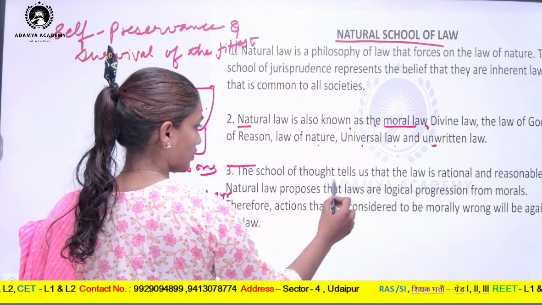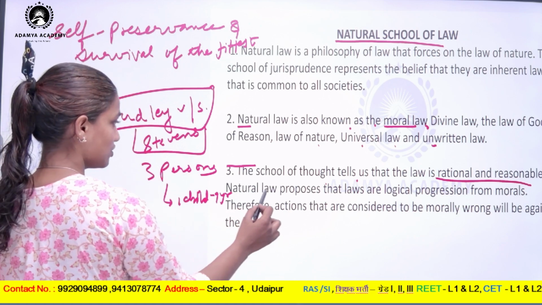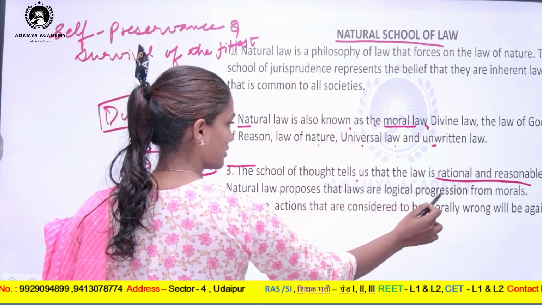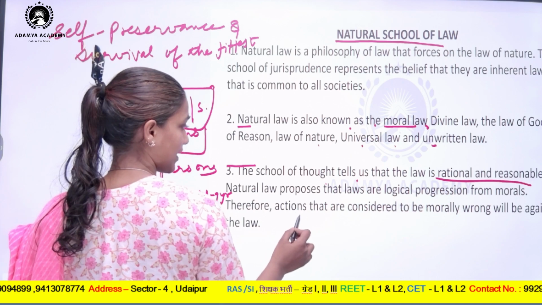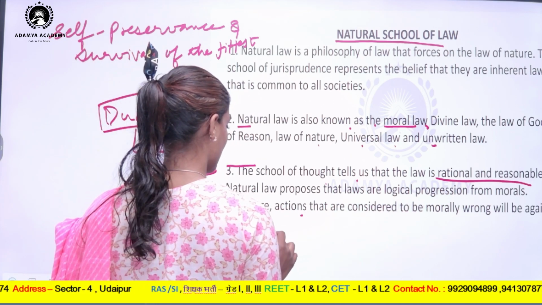The school of thought tells us that the law is rational and reasonable. Natural law proposes that laws are a logical progression from morals. Therefore, actions that are considered to be morally wrong will be against the law.